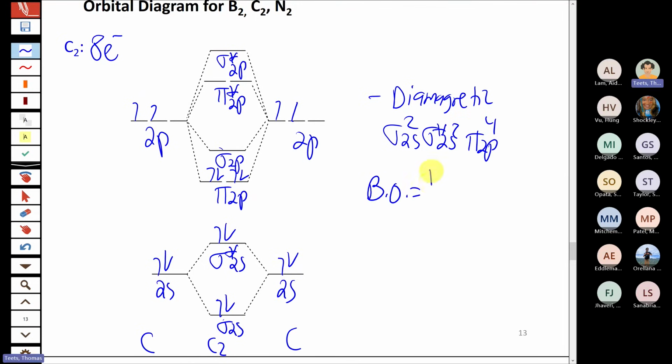Bond order. We have 8 electrons in carbon. 6 of them are in bonding orbitals: these 2 in sigma 2s and the 4 that are in pi 2p. All 6 of those electrons are in bonding orbitals. And then we have the 2 from sigma star that are antibonding. So 1/2 times 6 minus 2 is a bond order of 2. So we predict that this is a double bond for C2.